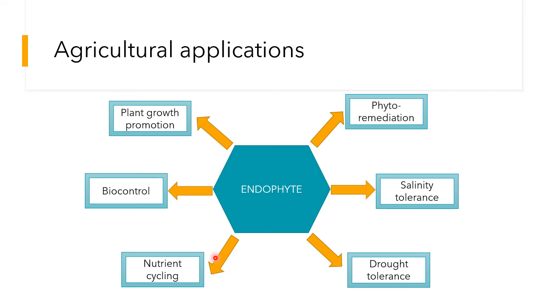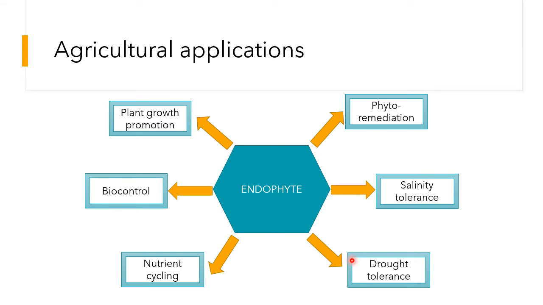Endophytes can help plants acquire nutrients from the soil by fixing nitrogen, solubilization of phosphorus, mobilization of other nutrients, etc. This can reduce the need for chemical fertilizers and improve soil health. Then drought tolerance.